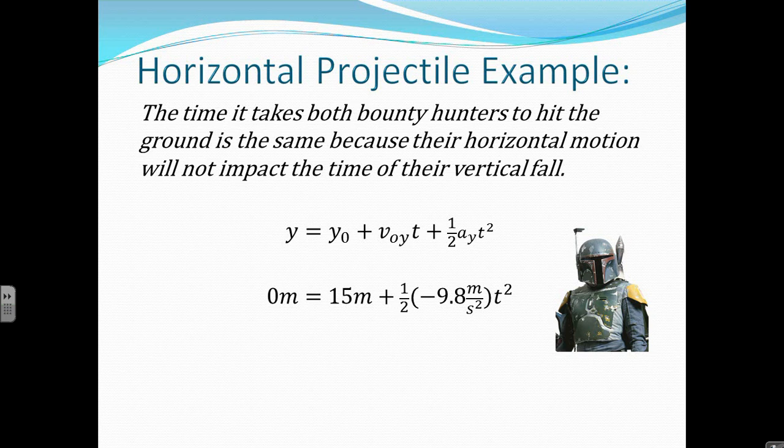Using this equation, we can solve for time, and we find that the time it takes them to hit the ground is 1.75 seconds. And this is the same time whether you're launched out of the cannon or whether you are dropped from the cliff. The fact that the launched individual is moving horizontally during the fall doesn't impact how long it takes that person to hit the ground.